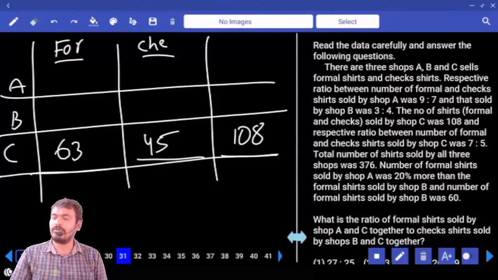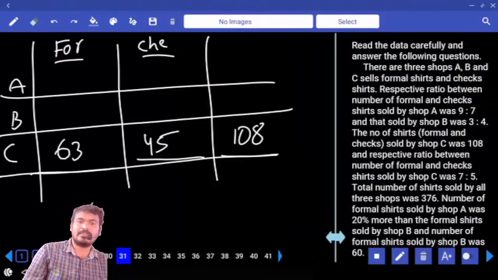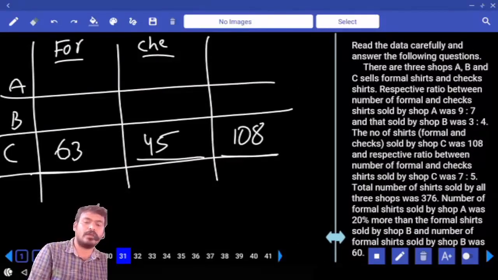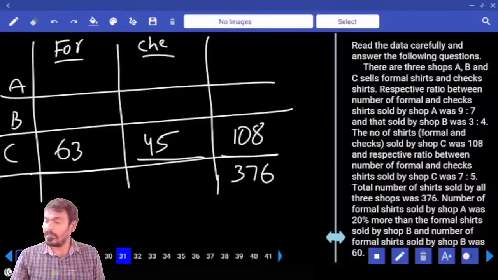And one more, the total number of shirts sold by all the 3 shops was how much? 376. That 376 is total formal and checks, or not? Means here 376, or not? Next, what is the next point?